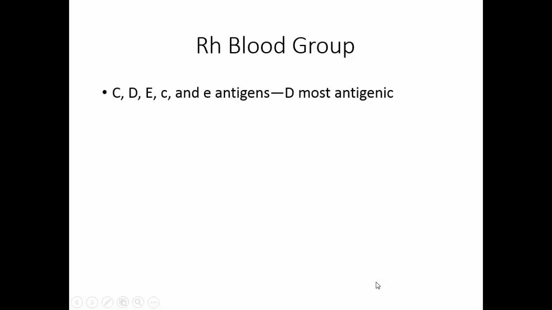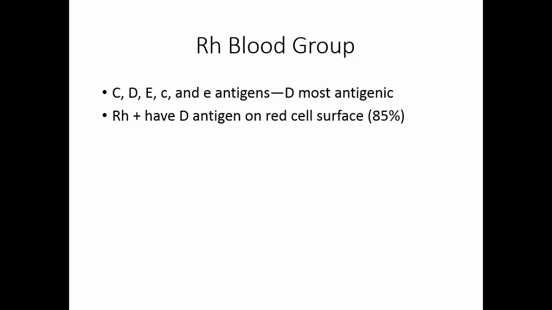The Rh blood group has 5 major antigens: big C, big D, big E, little c, and little e. The most antigenic is D, and when we say someone is Rh positive or Rh negative, it's because of the D antigen. About 85% of the population in the United States is Rh positive, meaning the other 15% are Rh negative. Rh positive people have the D antigen on their red cell surface. Rh negative people do not have the D antigen on their red cell surface.